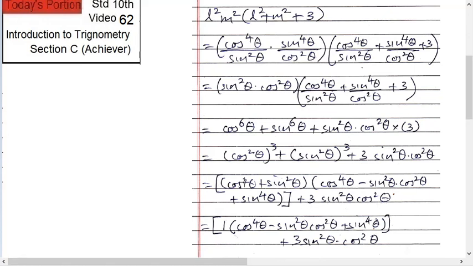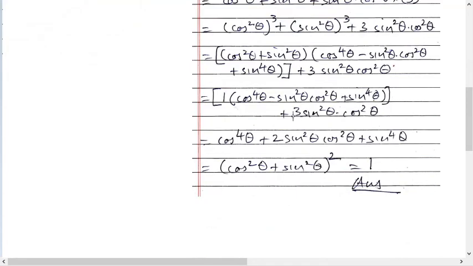Okay, so cos square plus sin square is 1. So inside the square bracket what happens? This is 1 and remains what? Cos raised to 4 minus sin square cos square plus sin raised to 4. Square bracket close, and outside plus 3 sin square cos square as it is, right? So go on solving. 3 sin square cos square, and here it is minus sin square cos square. So they become 2 sin square cos square, and remaining things as it is, cos raised to 4 plus 2 sin square cos square plus sin raised to 4.